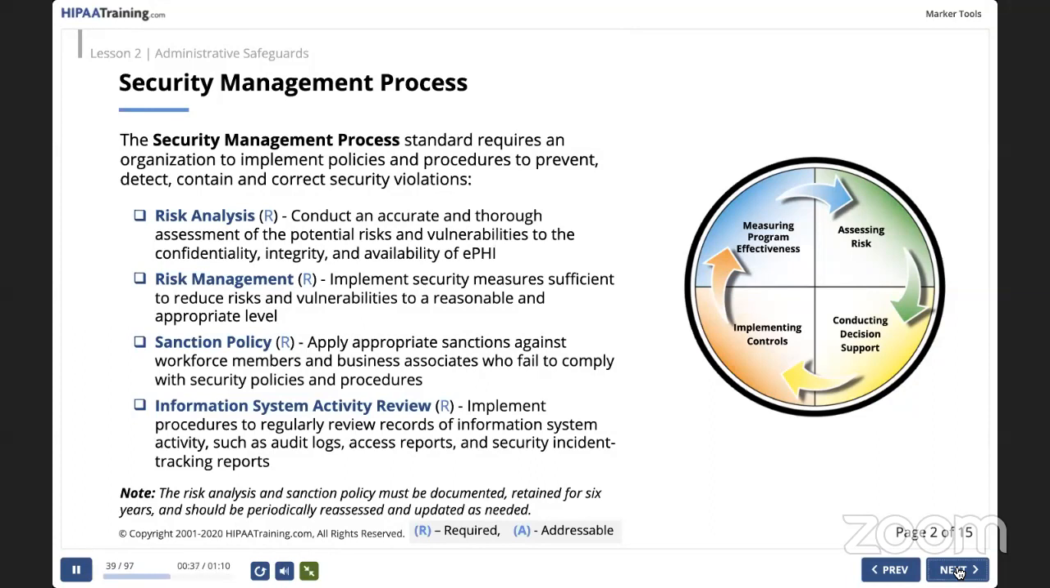Sanction policy. Apply appropriate sanctions against workforce members and business associates who fail to comply with security policies and procedures. Information system activity review. Implement procedures to regularly review records of information system activity, such as audit logs, access reports, and security incident tracking reports. Note: the risk analysis and sanction policy must be documented, retained for 6 years, and should be periodically reassessed and updated as needed.